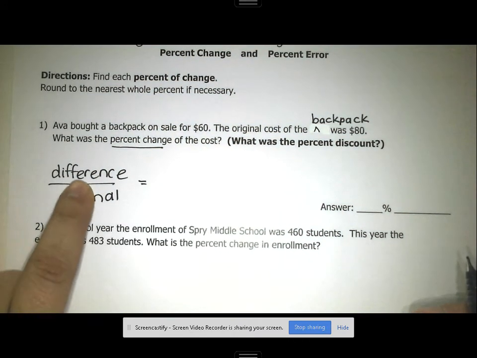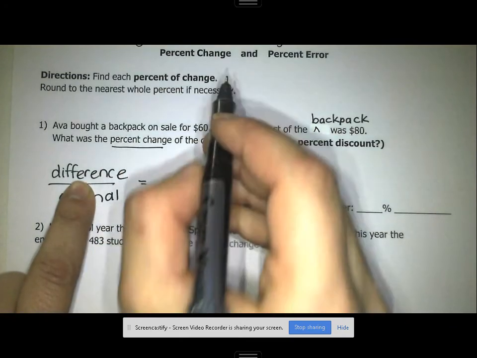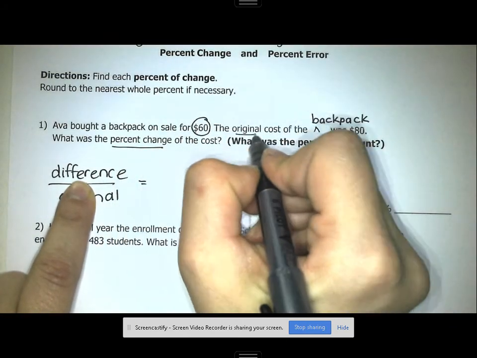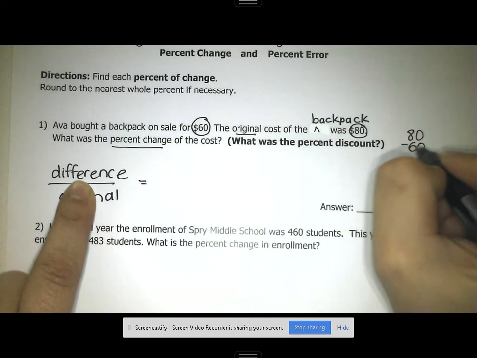So difference. They're asking you, what is the difference between these two costs? Well, Ava bought a backpack on sale for $60. The original cost was $80. So the difference would be 80 minus 60. The difference would be 20.